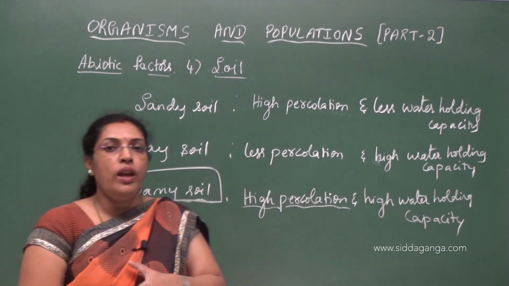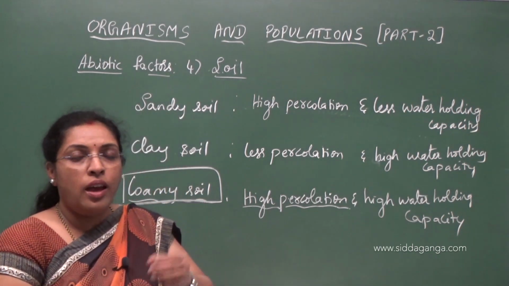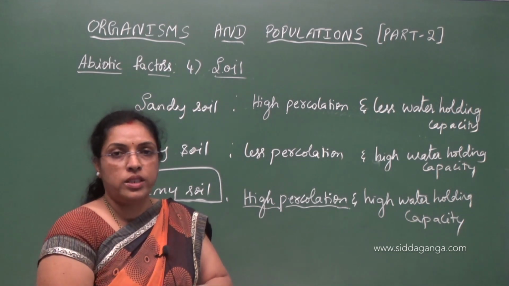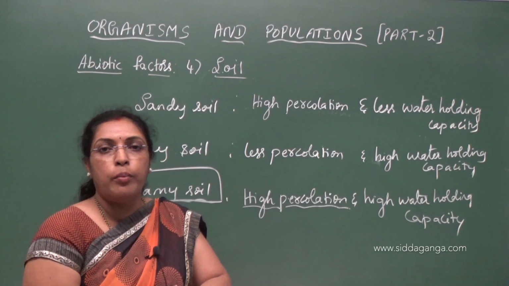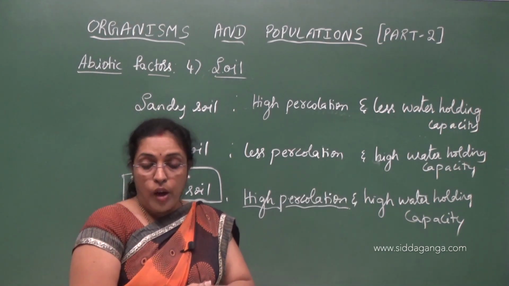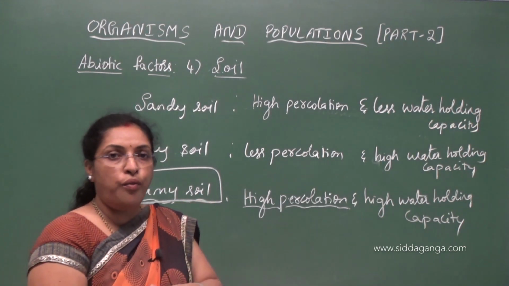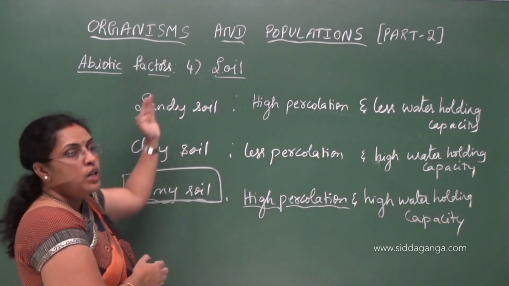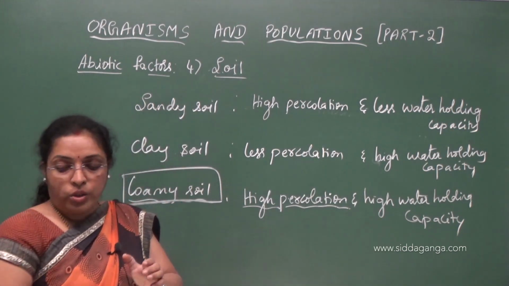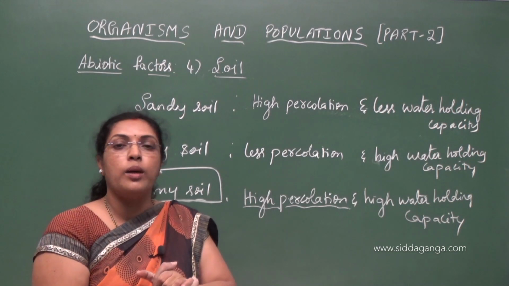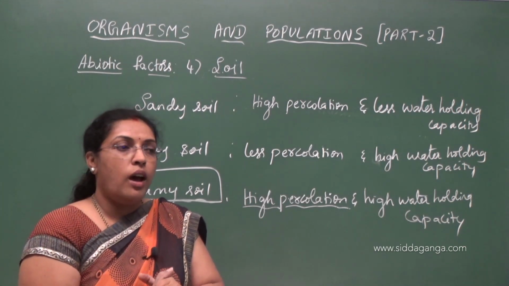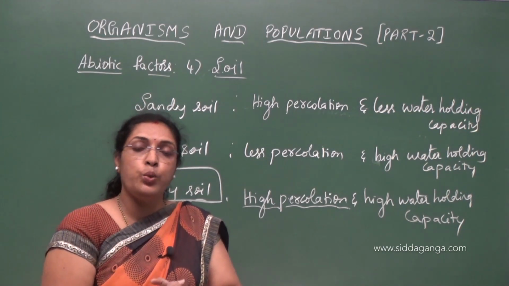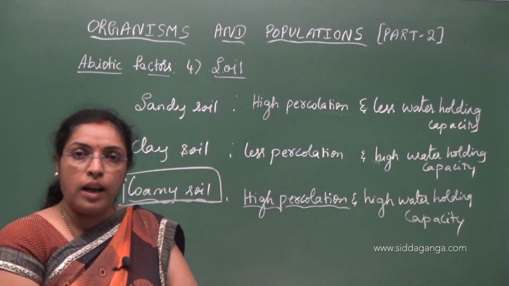In your annual exam, you will get a 5 marks question: explain abiotic factors in an ecosystem, or explain abiotic factors present in the environment. You should explain all the 4 abiotic factors. So coming to the temperature, you explain that temperature is very important for the survival of species, and it varies from one area to another.